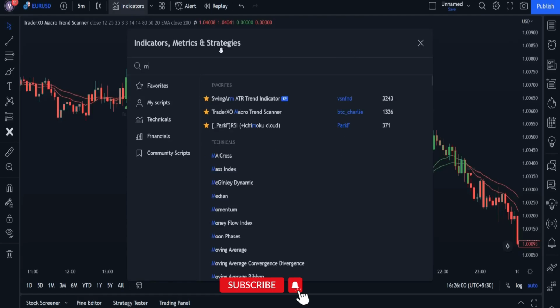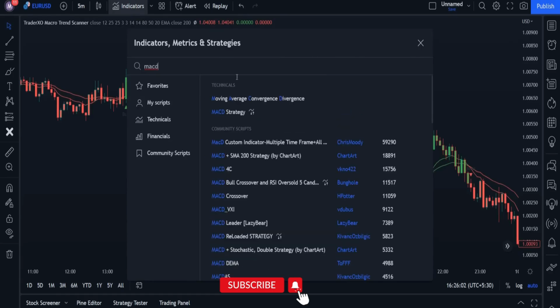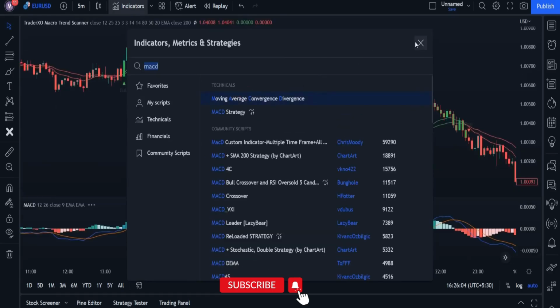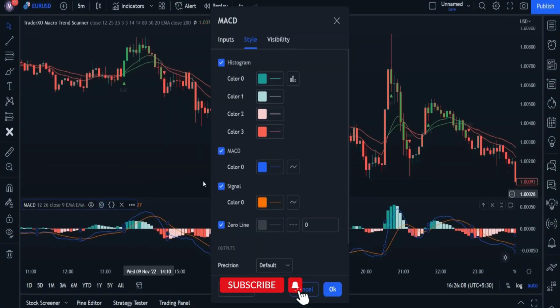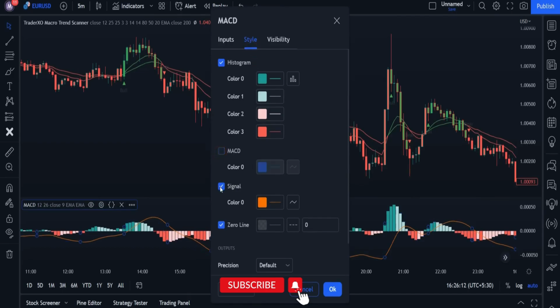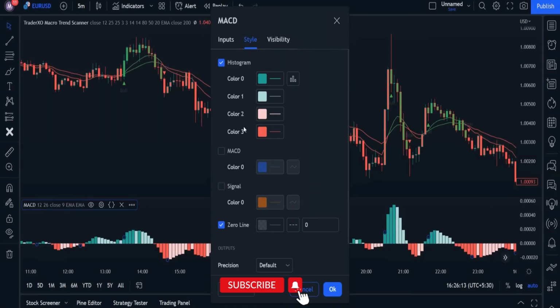Open the indicator option, type MACD, and apply the Moving Average Convergence Divergence indicator to your chart. Now, this is how the indicator looks, and it contains some histograms, a signal line, and a MACD line. So now we will change some settings of the indicator. First, in the style tab, we disable the MACD and the signal options, because we do not need both of these in this strategy.